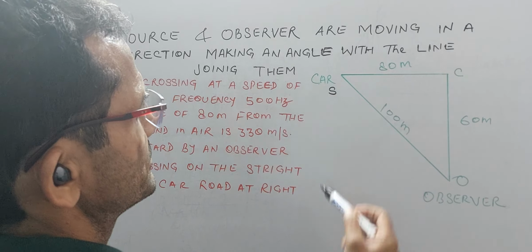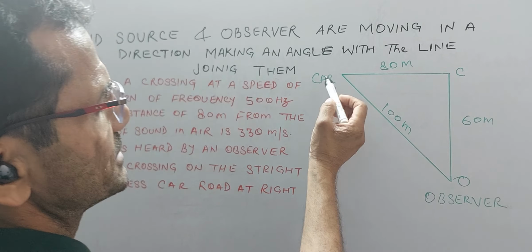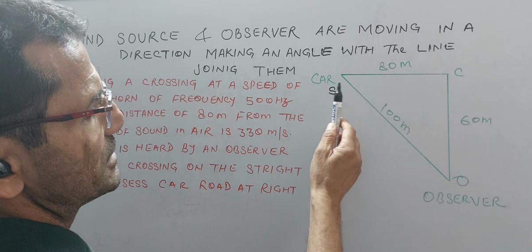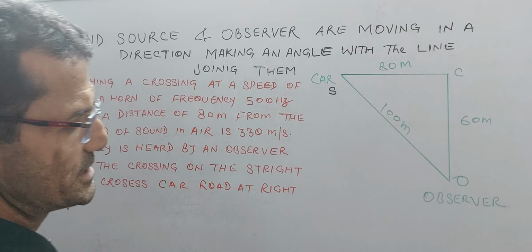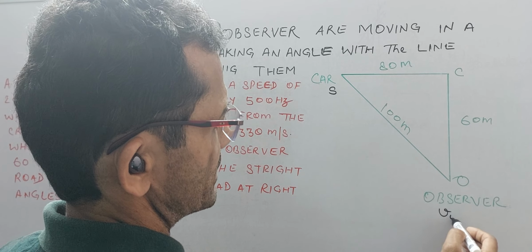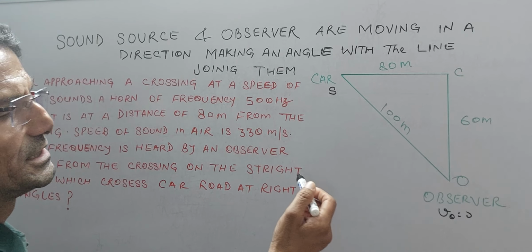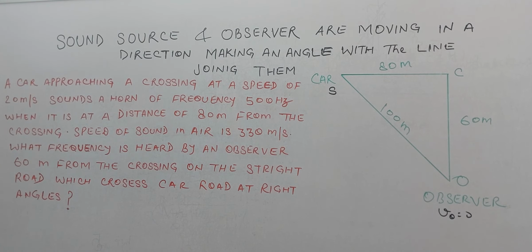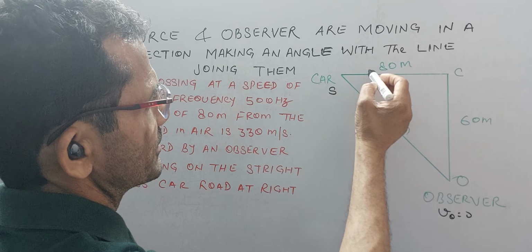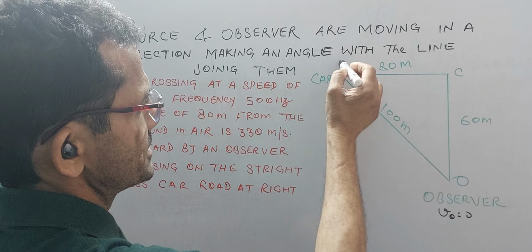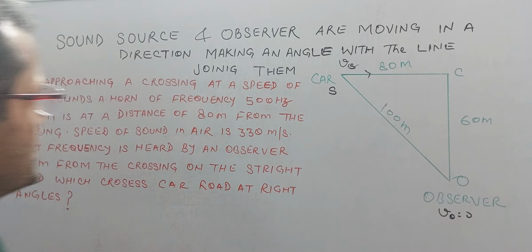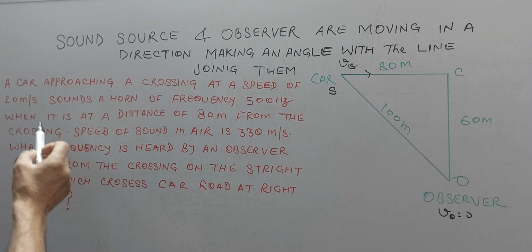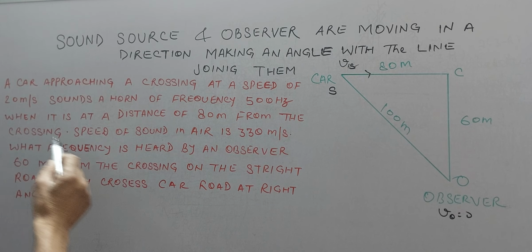So here, suppose this is our car. The car is moving along this one. The car sounds a horn, and our observer is at rest. It is not moving. In this case, the velocity of the observer is 0, and our car, which sounds a horn, is moving along these directions. This is the velocity of the source, which is already given, 20 meter per second.